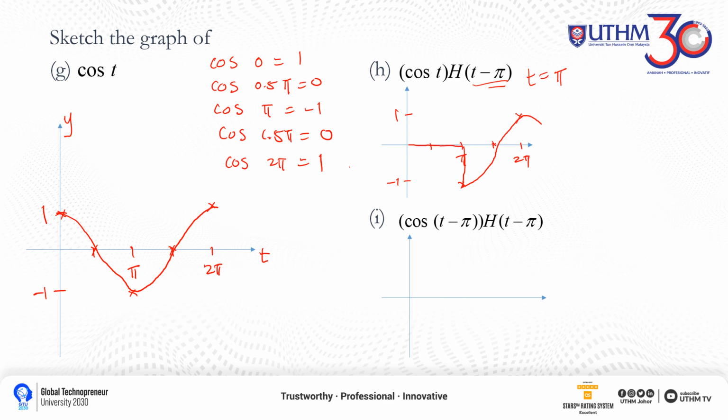For cos(t minus pi) multiplied by u(t minus pi), both have t minus pi and t minus pi. This means that the graph is delayed by pi units. So let's say this is the pi here. The same graph as obtained in G. Okay, so this is the 1 and you have 0, and this is negative 1, and then you have a 0 again, and you have the 1 again. So the graph will be like this. Okay, do you get it?